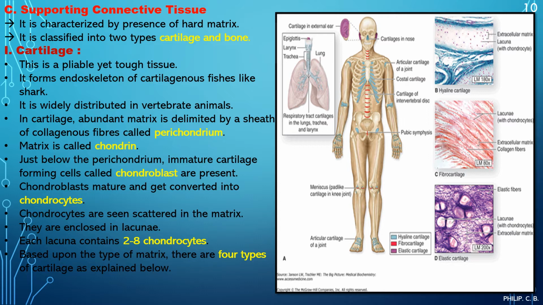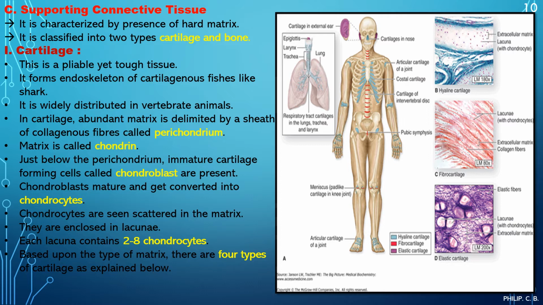In cartilage, abundant matrix is delimited by a sheath of collagenous fibers called perichondrium. So the matrix is called chondrine. Now remember the term chondrine, the matrix, and the collagenous fibers surrounding it, the perichondrium. Just below the perichondrium, immature cartilage forming cells, chondroblasts. So the immature cells are called chondroblasts. Chondroblasts, when they mature, get converted into chondrocytes, or we can say the mature cartilaginous cells.